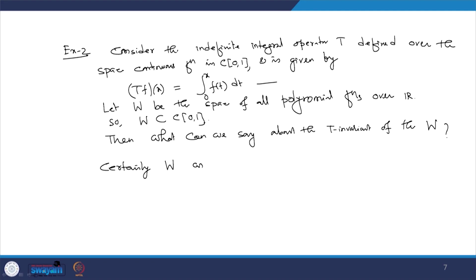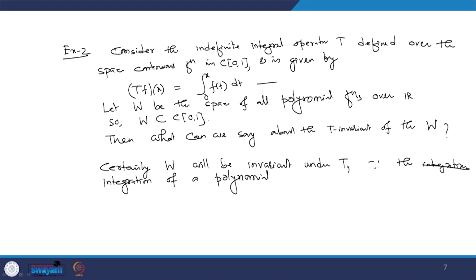Certainly, W will be invariant under T, since the integration of a polynomial function, when it is the indefinite integral of course, gives again a polynomial function. So that is why W will be invariant under T.